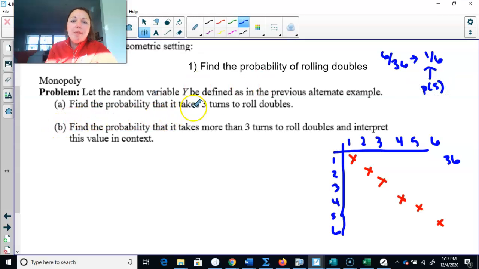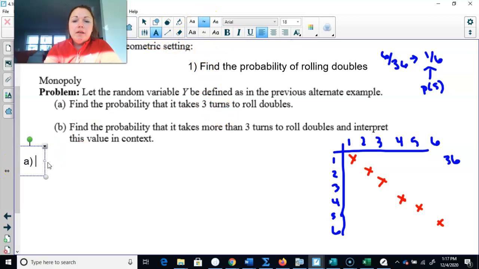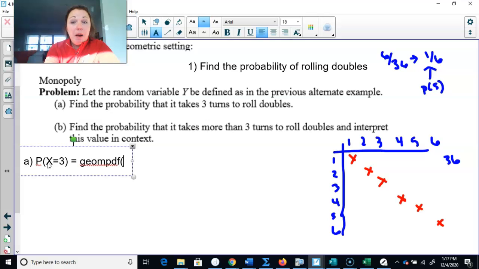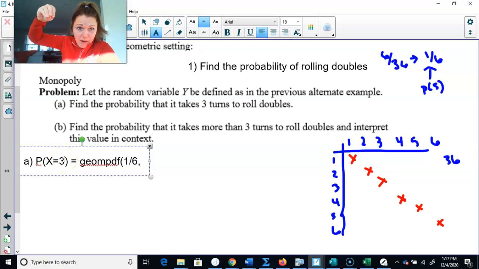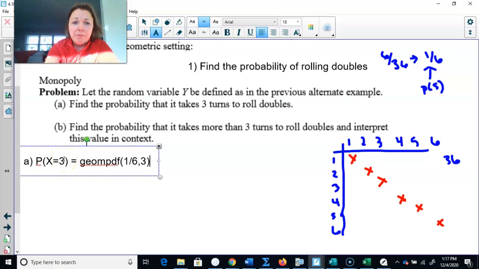Okay, find the probability that it takes 3 turns to roll doubles. For part A now, we're going to write a probability statement. We always want to do that. The probability that X is equal to 3. Because this is an equal to, this is a PDF. We're going to do a geometric PDF. Probability first, 1/6, comma, K, whatever this number is, the trial where we get our first success. So that's at 3. Okay, I'm going to go to my calculator.